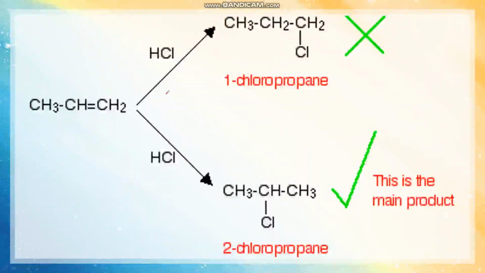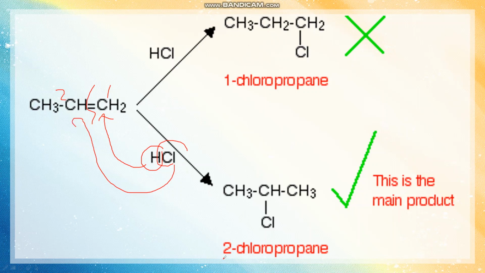The next example is propene reacting with hydrogen chloride. As you can see here, this is carbon number 1 and this is carbon number 2. Carbon number 1 is attached to 2 hydrogen atoms, and carbon number 2 is attached to 1 hydrogen atom and 1 methyl group. So this hydrogen atom will be added to carbon number 1 that has 2 hydrogen atoms, whereas the chlorine atom will be added to carbon number 2 and it will form 2-chloropropane as our major product. As for this one, 1-chloropropane is less likely to be formed.